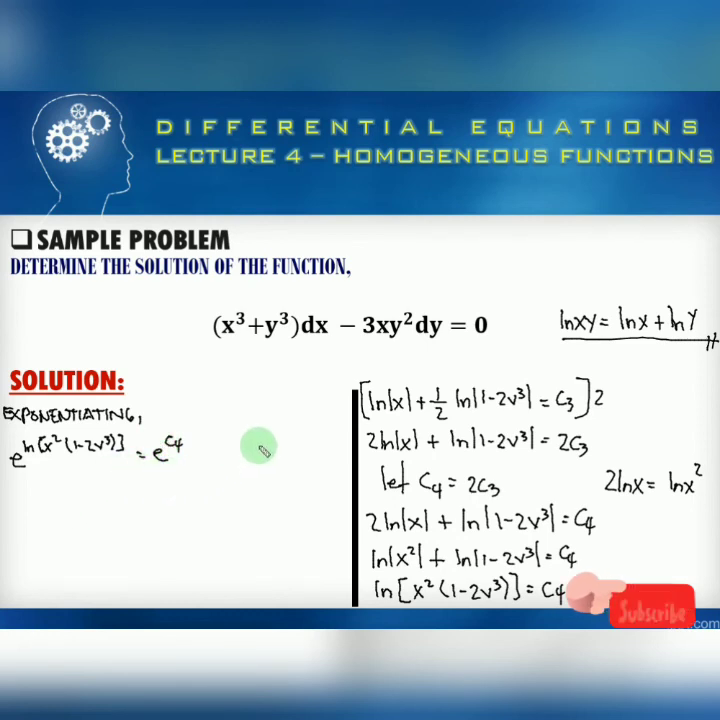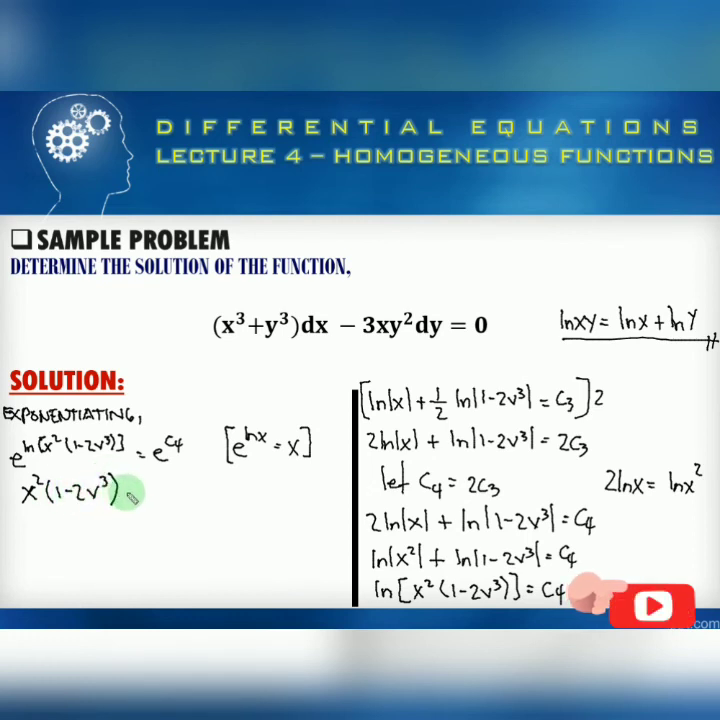Then we also have the property that when exponentiating, e to the ln x is just equal to x. We have this property. I hope you can still remember this one. So from here, e to the ln of this one, our x is now referring to x squared times 1 minus 2b cubed. By this property, it is just equal to x. Therefore, this is equivalent to x squared times 1 minus 2b cubed.